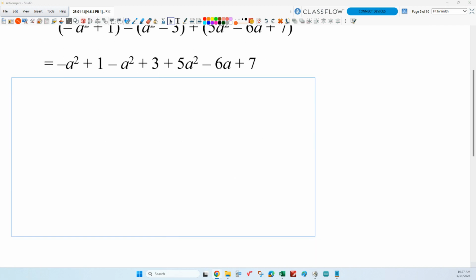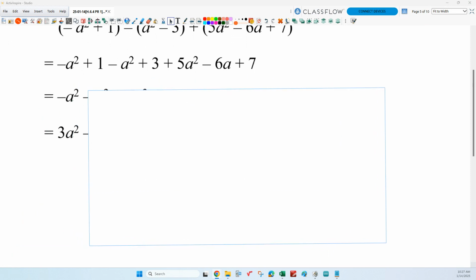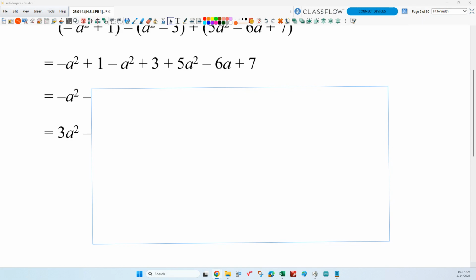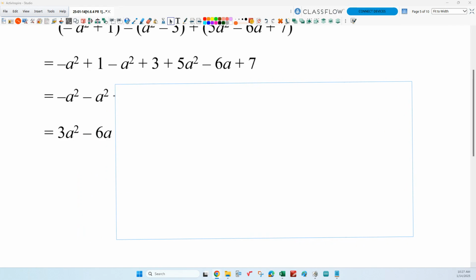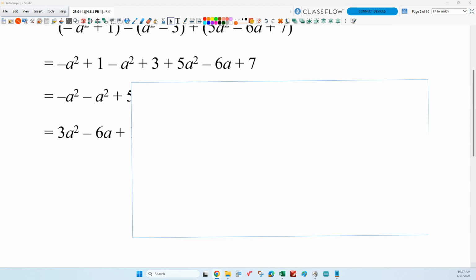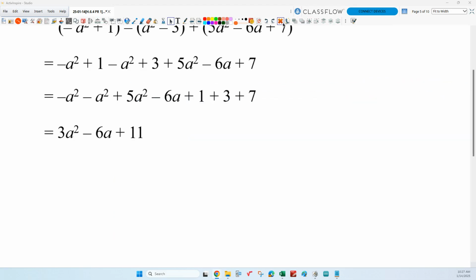Everybody look at that for a second. What would the first term in my polynomial be? 3a squared, great. If I add up all the a squared terms, I'm going to get 3 of them. What's the next term going to be? Say it again. Minus 6a, because there's only one term. Good. And then plus 11, looks like. Okay, plus 11. Good.